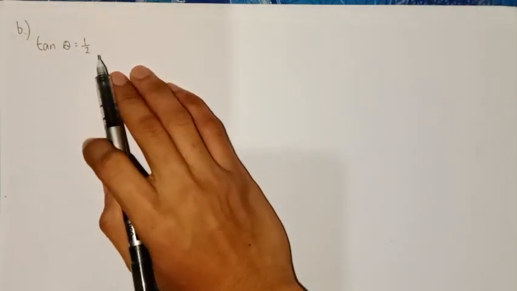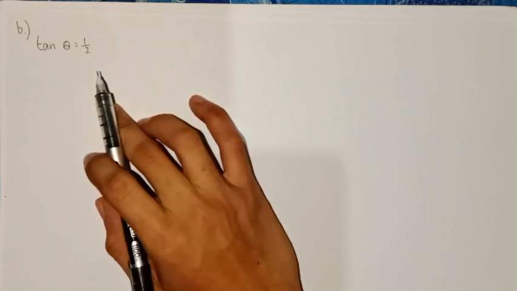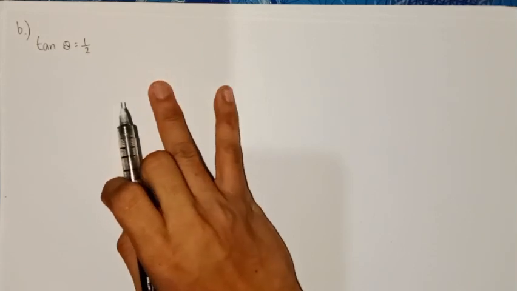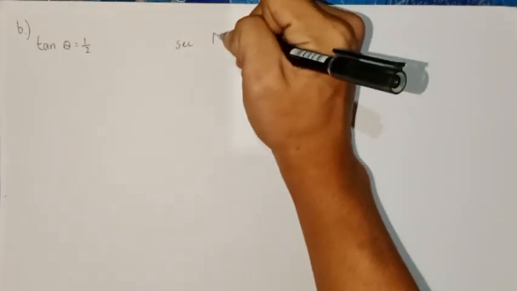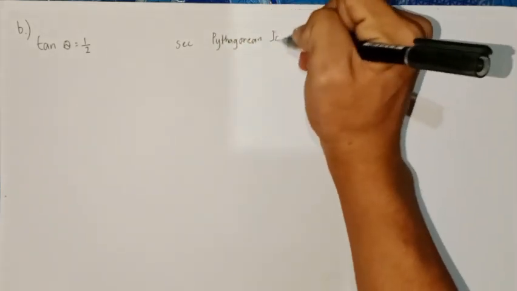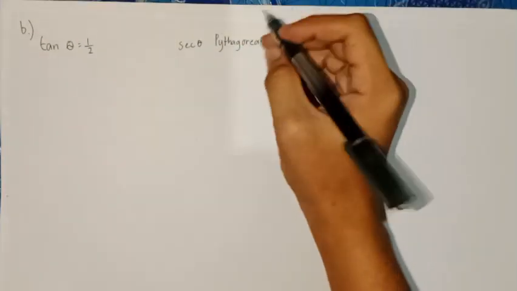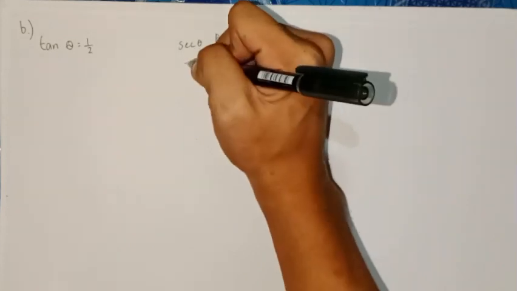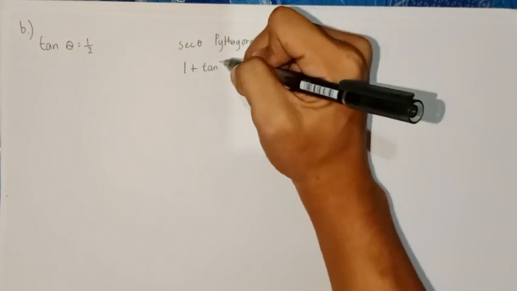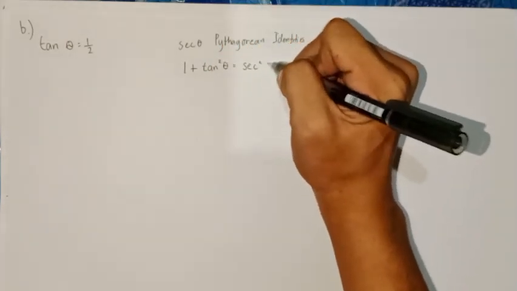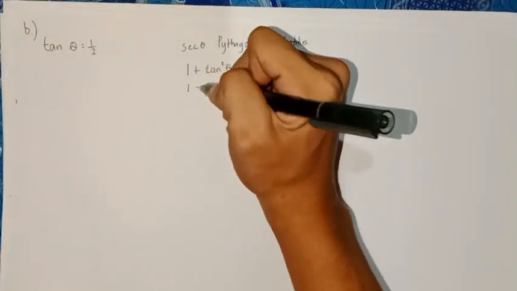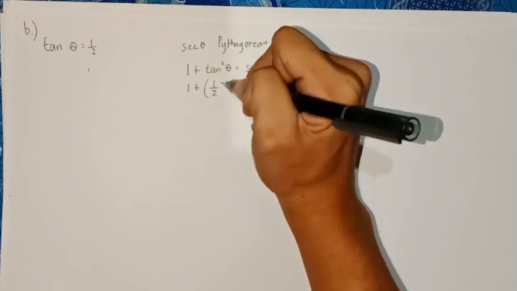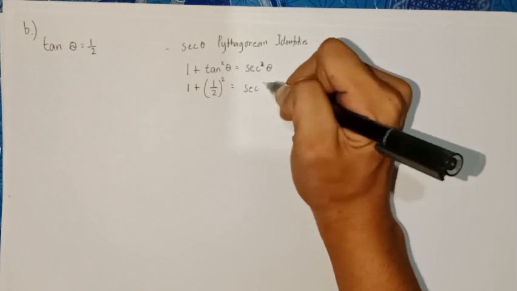Now let's proceed to another problem. Letter B. Tangent theta is equal to 1/2. Based on our given, we can find the value of secant and cotangent. But first, we will find the secant by using the Pythagorean identities. Our formula that we are going to use is 1 plus tangent squared theta is equal to secant squared theta. By using this formula, let's substitute the value of tangent. So 1 plus tangent squared, we have 1/2 squared is equal to secant squared theta.